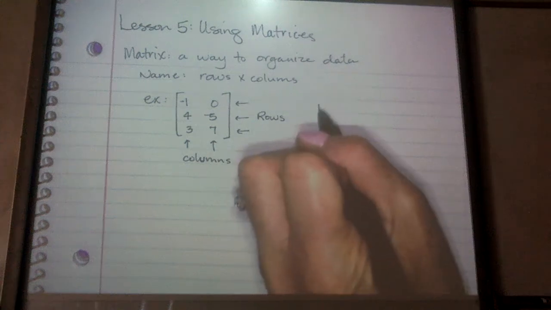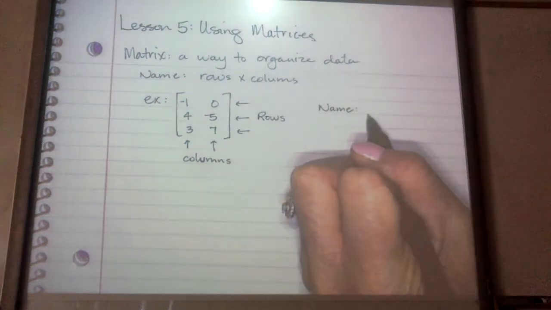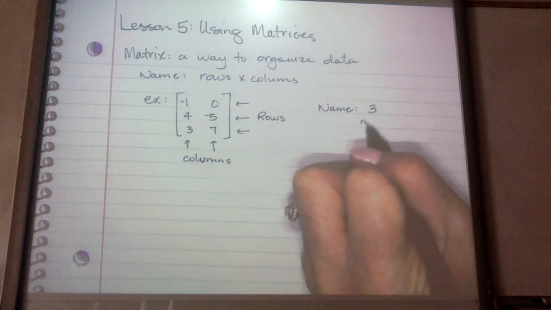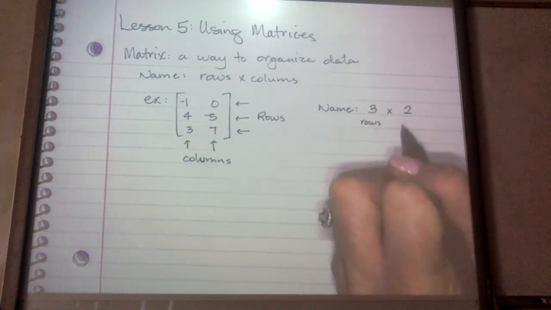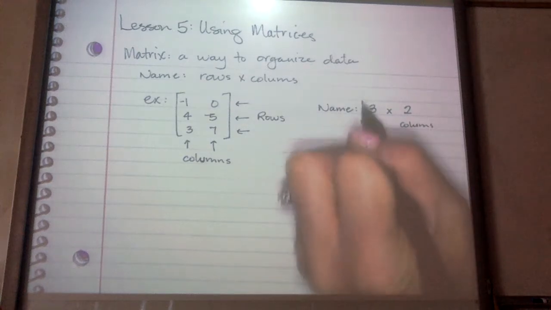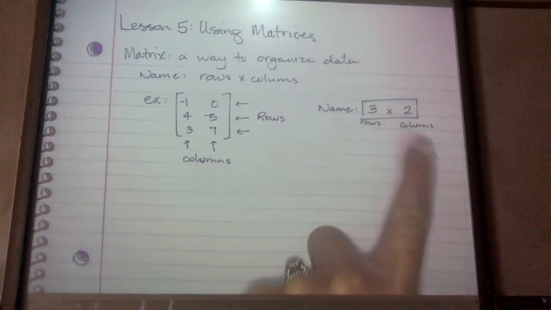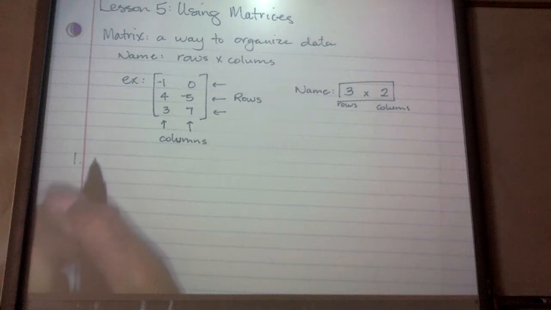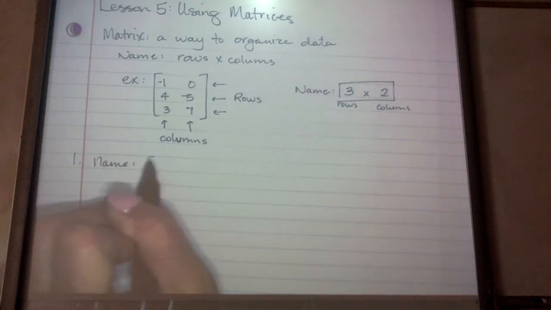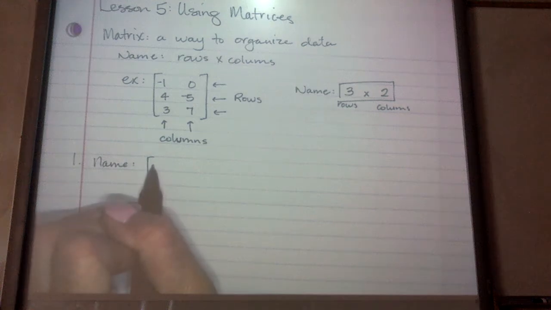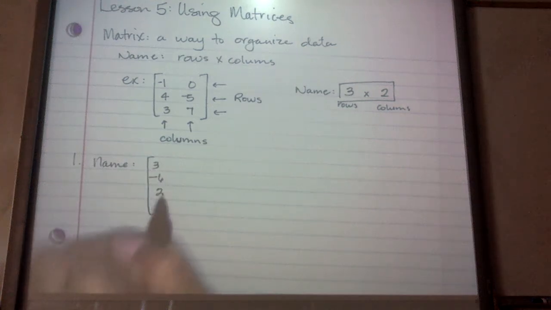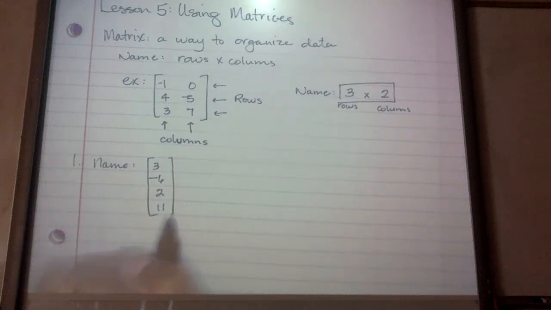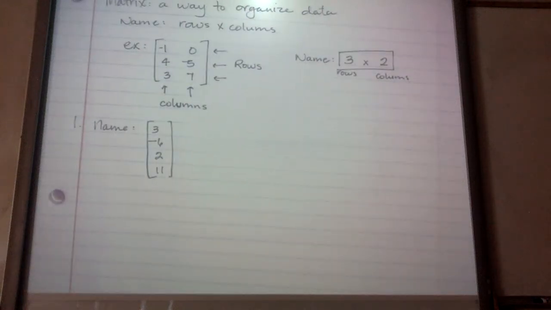So if I was to name this, I'm going to list my rows first. So I have 3 rows by 2 columns. So this would be named a 3 by 2 because it's rows and then columns. So if you want to pause it, what would I name this following matrix? If I have 3, negative 6, 2, 11. So what would I call it, you can pause my video, is this a 2 by 2, a 1 by 4, a 4 by 1, a 3 by 5? Okay, you can pause it.